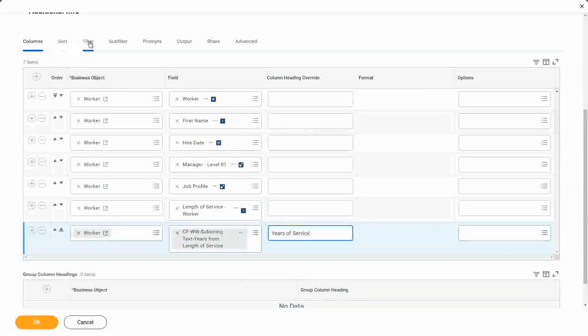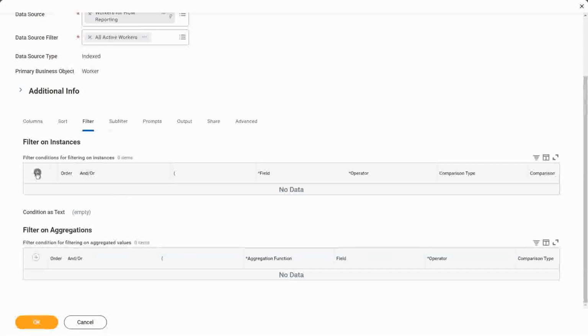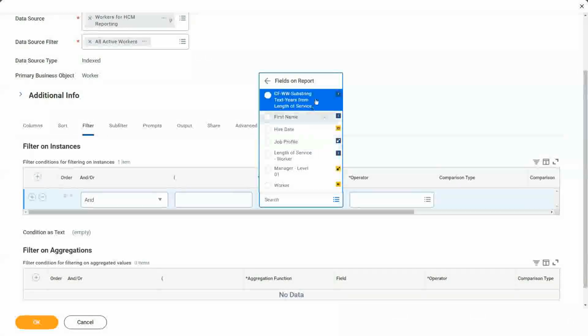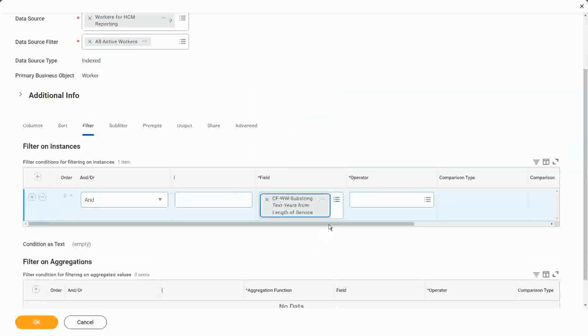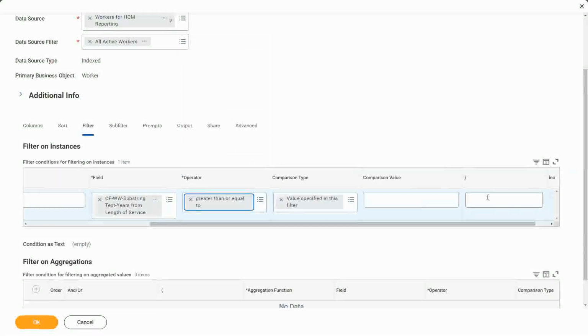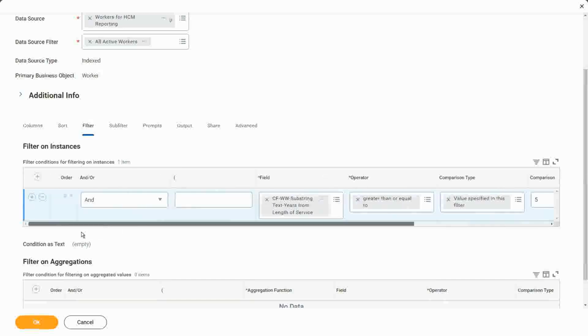Can we do a filter based on that? Let's try to give a filter. Fields on the report. We have just added years from the length of service. And frequently used, greater than or equal to, and 5. Correct. This is what we were looking for, greater than 5 years of service. Looks okay, right? Let's test it.